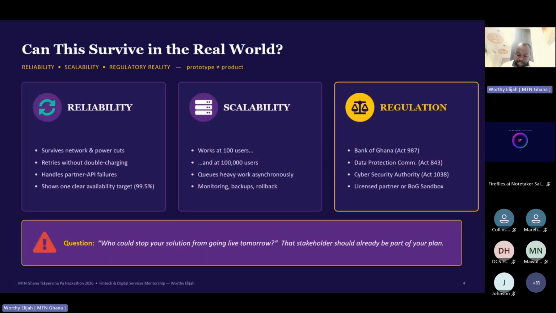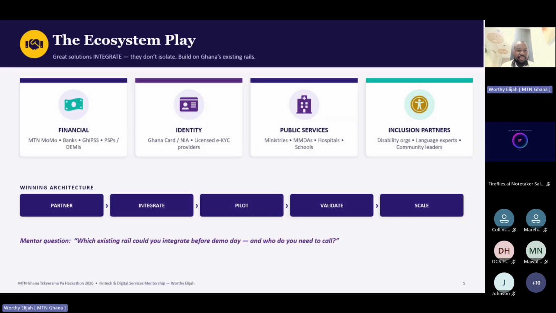So for instance, if your technology has to deal with data, or the solution that you are providing has to do with the collection of data, it means one of the people that can stop your product from going live is the Data Protection Commission. If it has to do with payment, then you know BOG can cause you trouble. If it has to do with frequencies and network, then you know NCA can cause you big issues. If it has to do with cybersecurity, then you know the Cybersecurity Authority will have issues with you. Those are the questions that you are supposed to ask yourself.